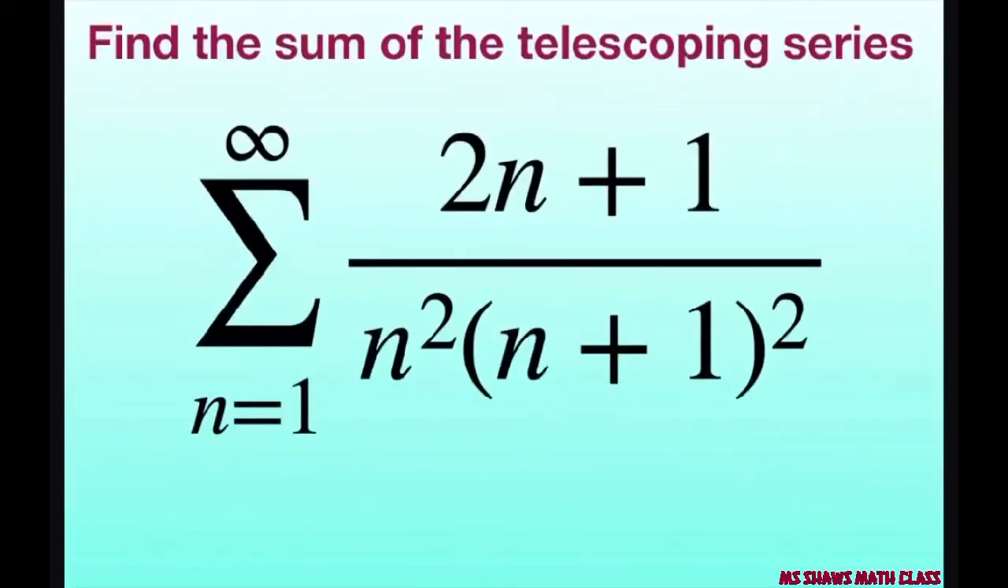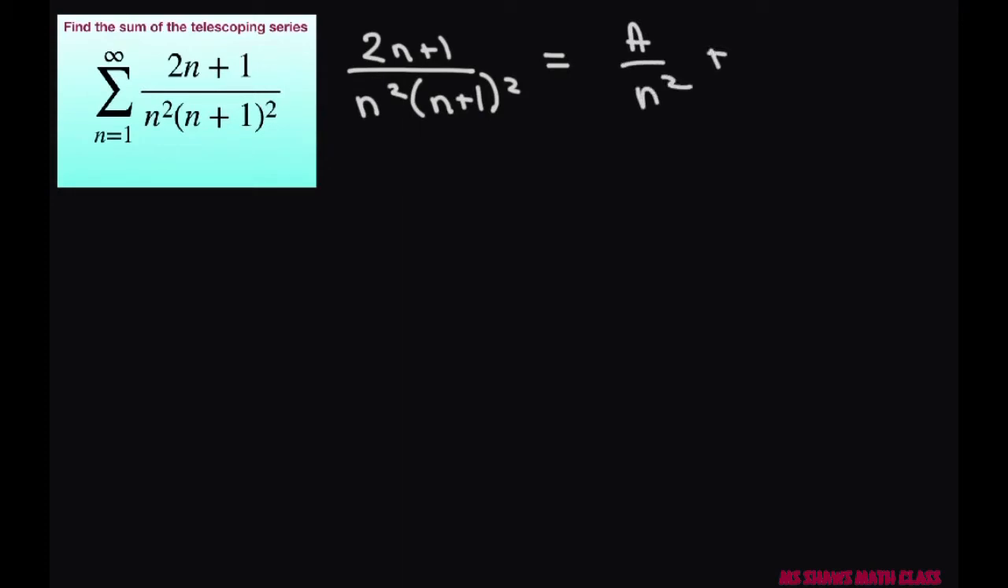Everyone, we're going to find the sum of the telescoping series (2n plus 1) divided by n squared times (n plus 1) squared. The first thing I want to do is break this up with partial fractions. So we have (2n plus 1) divided by n squared times (n plus 1) squared equals A divided by n squared plus B divided by (n plus 1) squared.